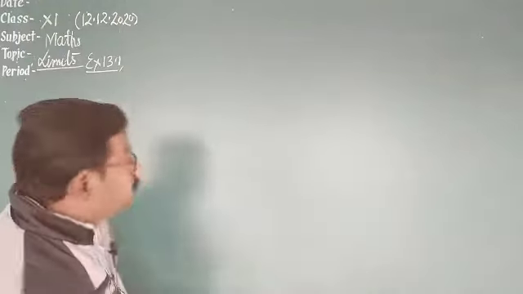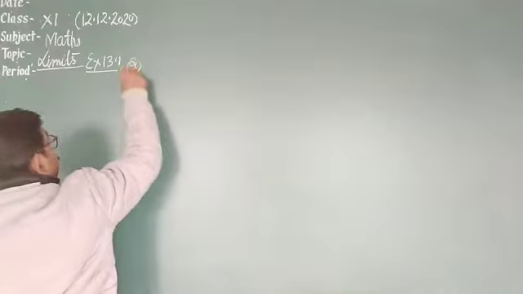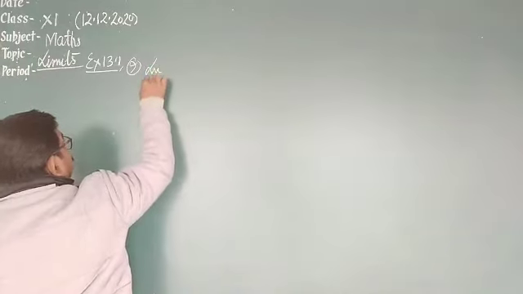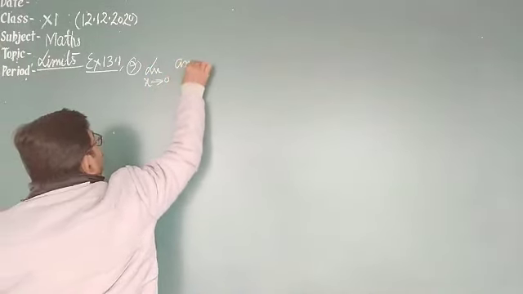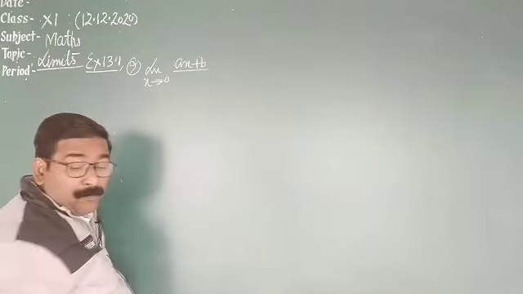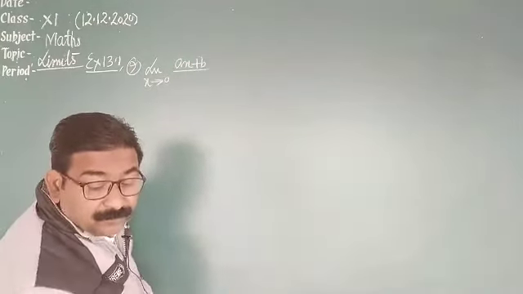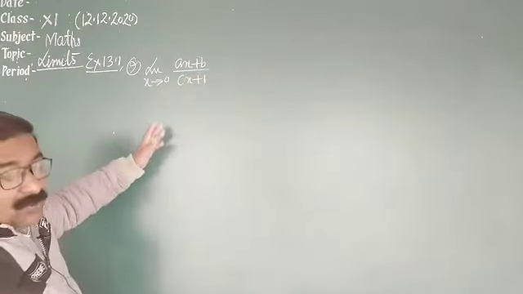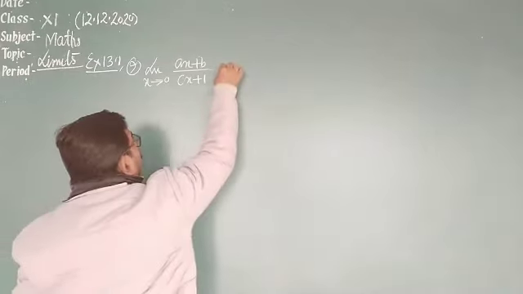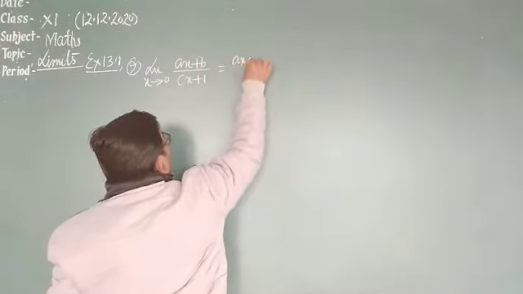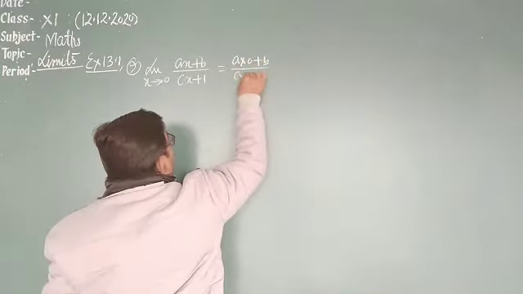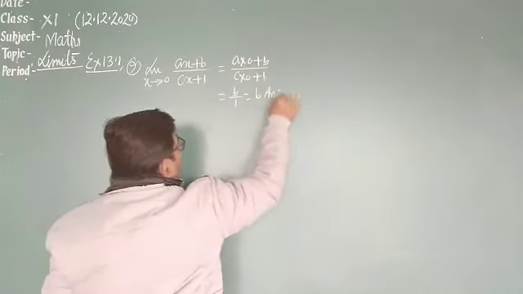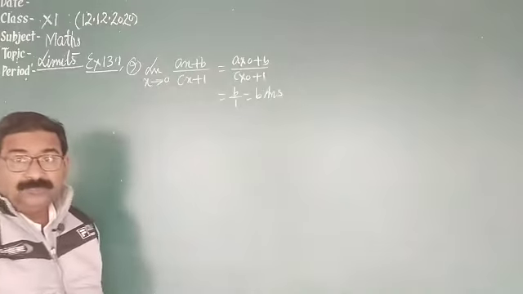See question number 9. We have limit x tends to 0, ax plus b upon cx plus 1. So directly you can put the value, because it is not of the form 0 upon 0. So we can put the value: a into 0 plus b upon c into 0 plus 1. So we have b upon 1, that is b as the answer. This is the question. Got it?